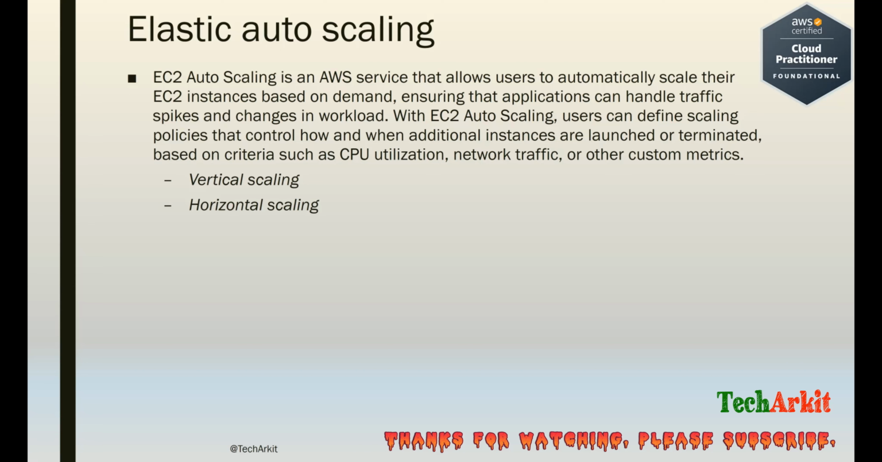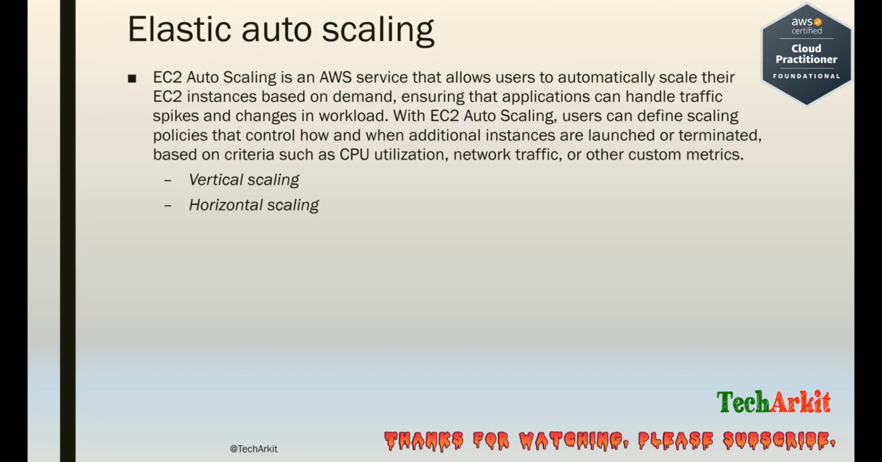With EC2 auto scaling, users can define scaling policies that control how and when additional instances are launched or terminated based on criteria such as CPU utilization, network traffic, or other custom metrics. So based on the metrics, you can launch the instances or terminate the instances. So those are more flexible scaling options.